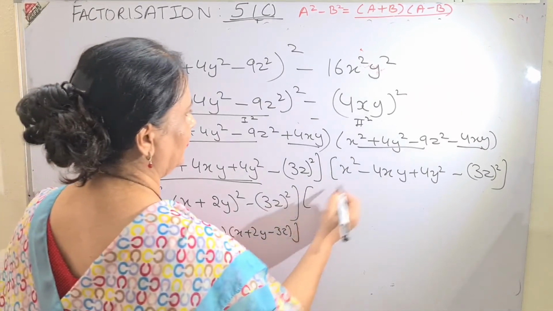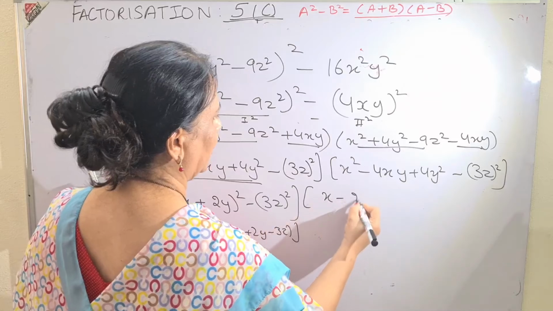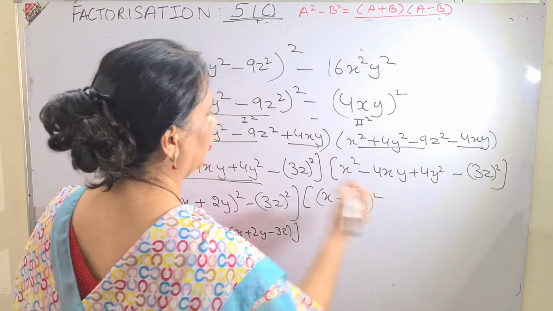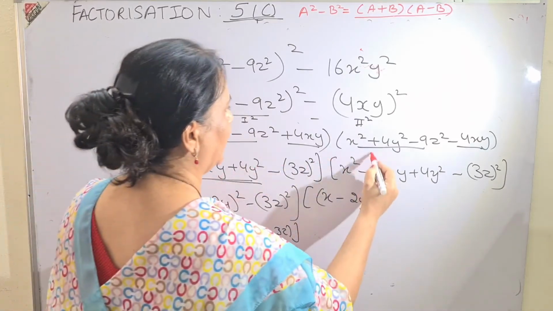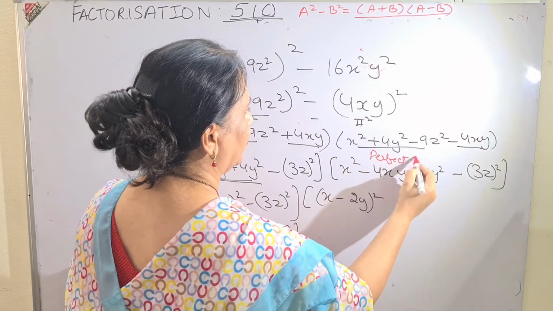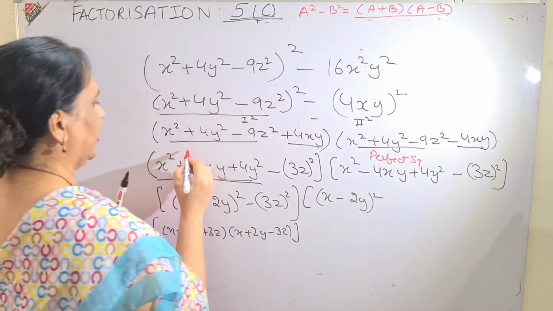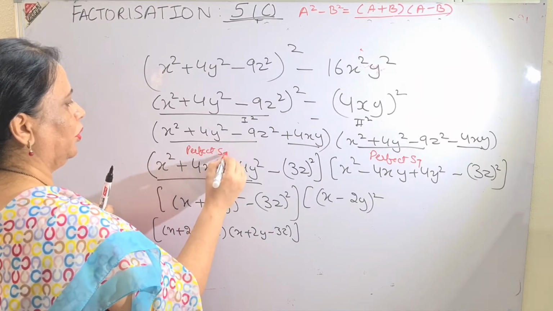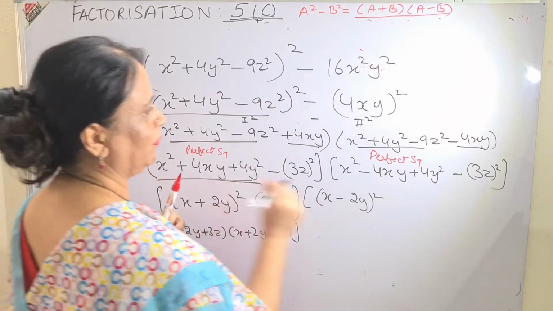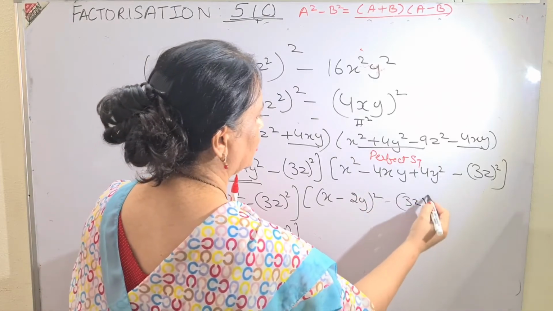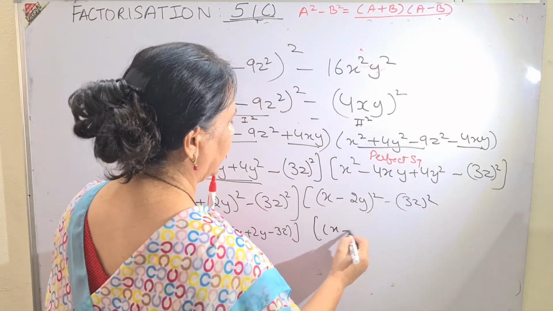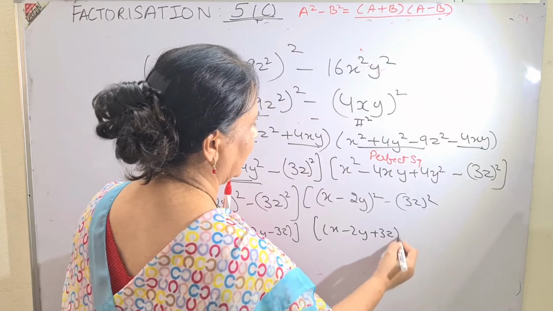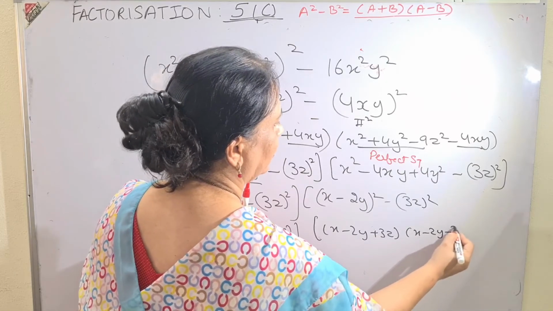Similarly with the second term, I will write x minus 2y whole square. You know what I am doing. I am making a perfect square. Perfect square means a plus b whole square or a minus b whole square, in both the equations. So this will be minus 3z whole square. Again this will also become x minus 2y plus 3z, x minus 2y minus 3z.